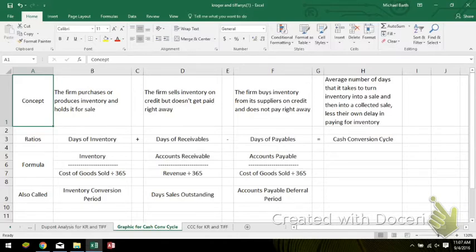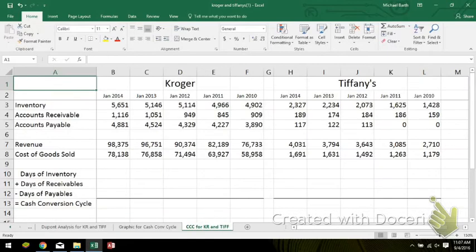Again, you want to look for changes in the cash conversion cycle, and if it's getting longer, you want to know why. Is it because inventory's on the shelf longer? Is it that we're extending more credit? Is it that we're paying off our accounts payable faster? All right, let's flip over and go through the calculations using the numbers from Kroger's.